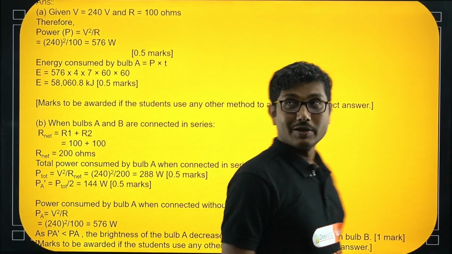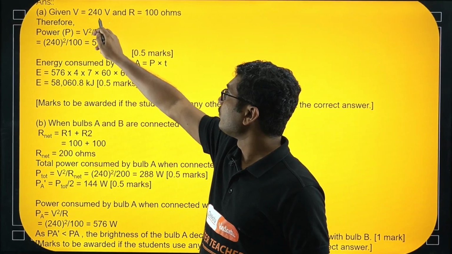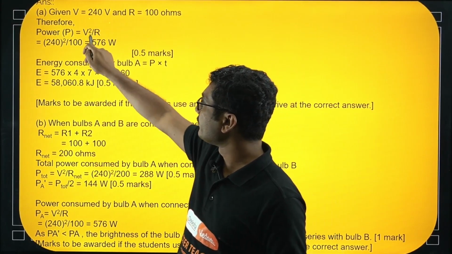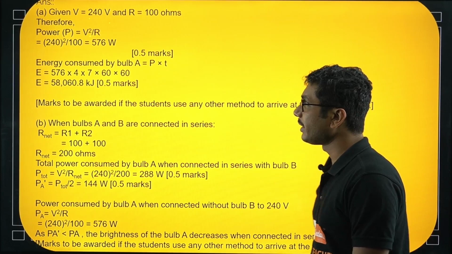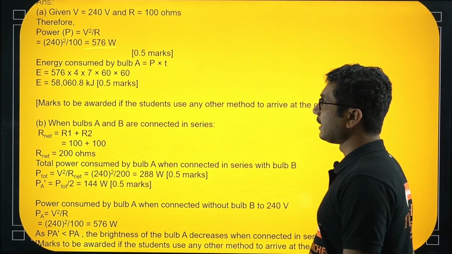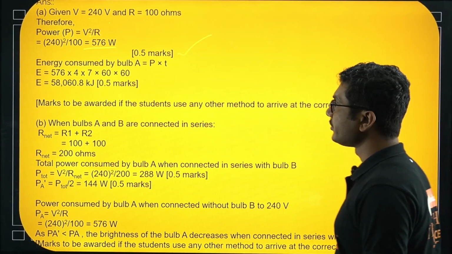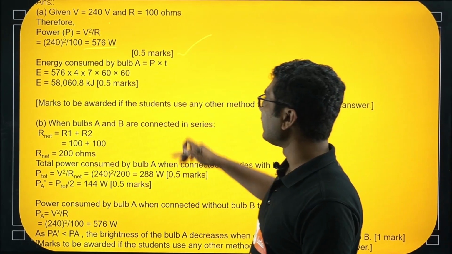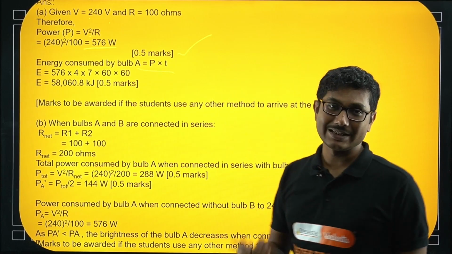Sorry, 576. So if you calculate the power, V is given by 240 volt, R is 100 ohm, so power is V square by R, so it will be 240 whole square divided by 100, that is 576 watt. For this calculation you get 0.5 marks. Energy consumed by the bulb is given by power into time.